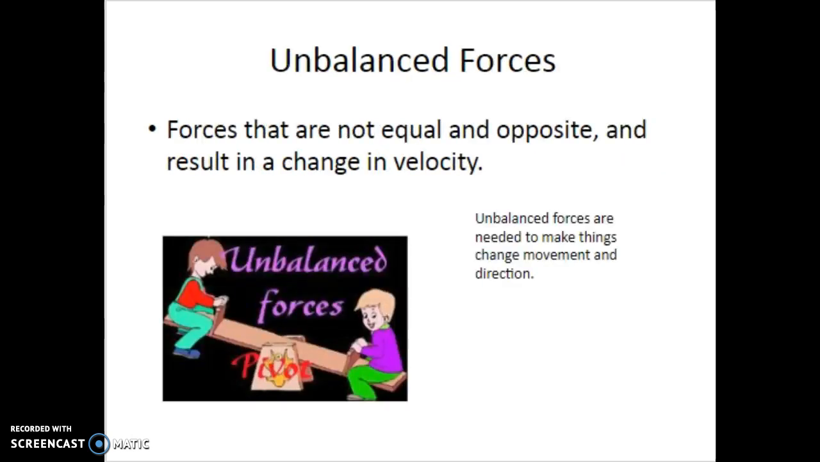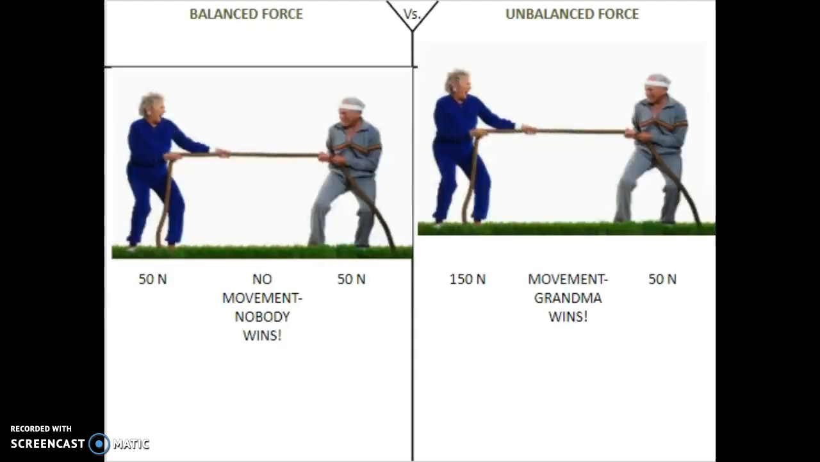Unbalanced forces are not equal and opposite, so here you're going to have a change in velocity. Remember, velocity is speed in a specific direction. So here, the boy in the purple has a greater force than the boy in the blue overalls, and so the downward force is greater, so that you have an unbalanced force. So this is the difference between a balanced force and an unbalanced force. We see this in tug of war. When one side has a greater force than the other, then they're declared the winner.